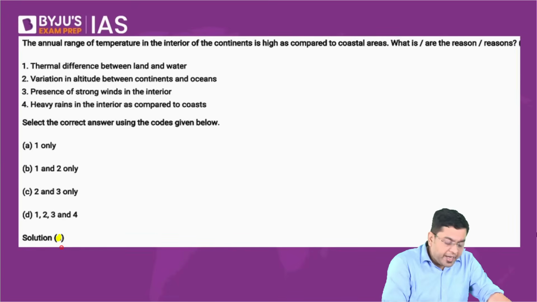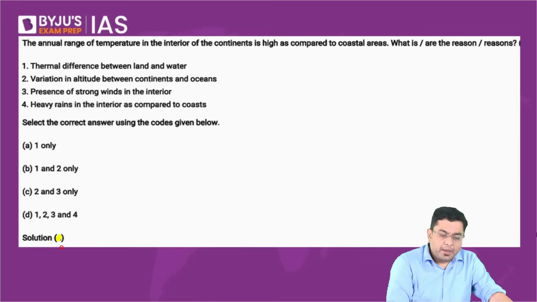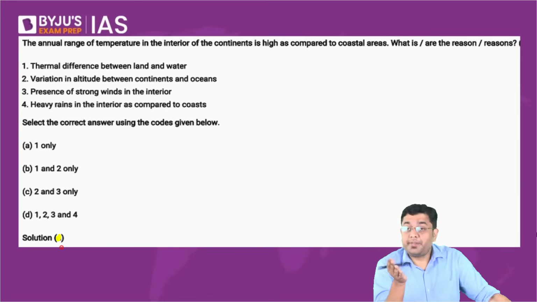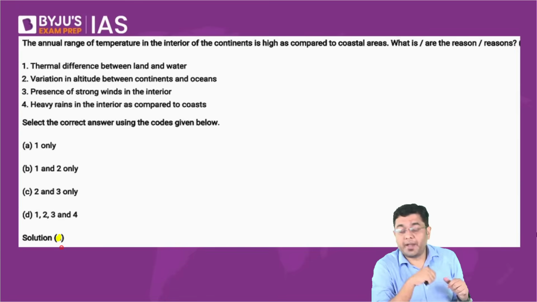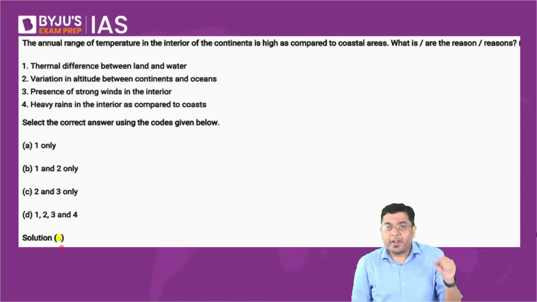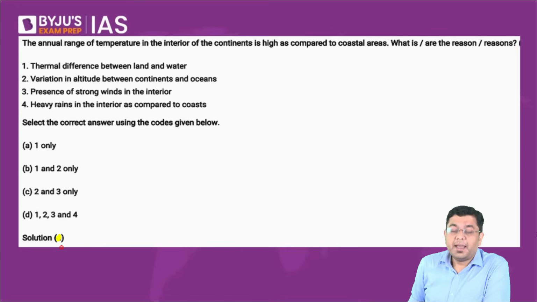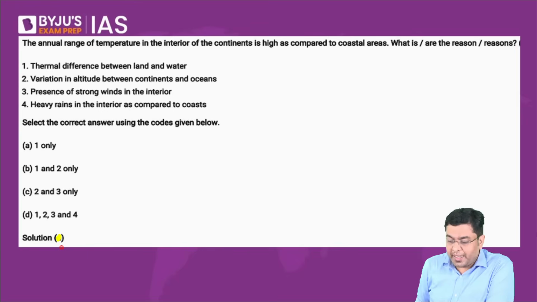The annual range of temperature in the interior of the continent. Annual range of temperature means the variation in temperature between the summer and the winter. The annual range of temperature in the interior of the continents is high as compared to the coastal areas. What is or are the reasons for the same?